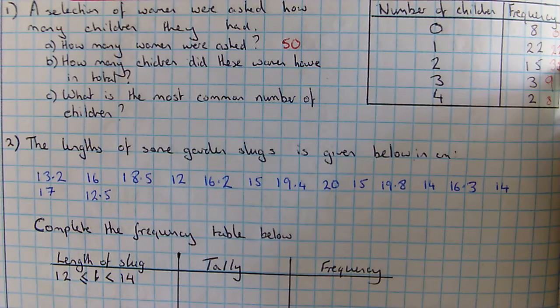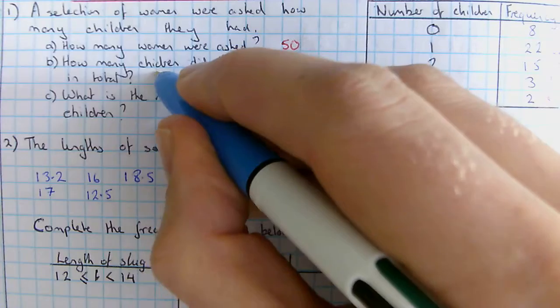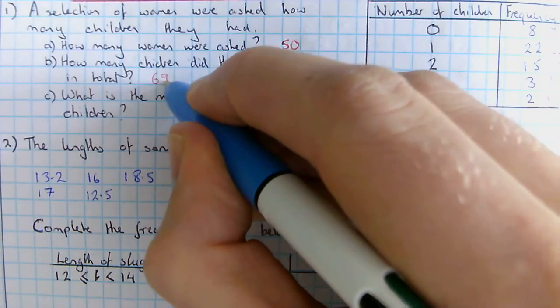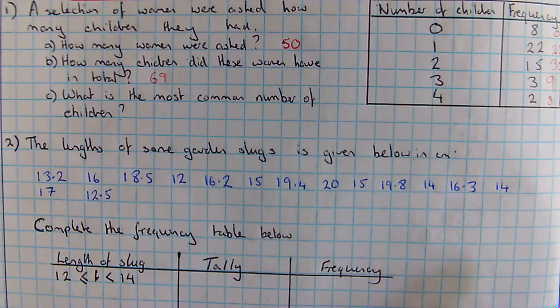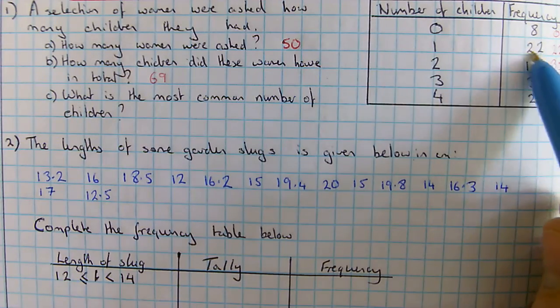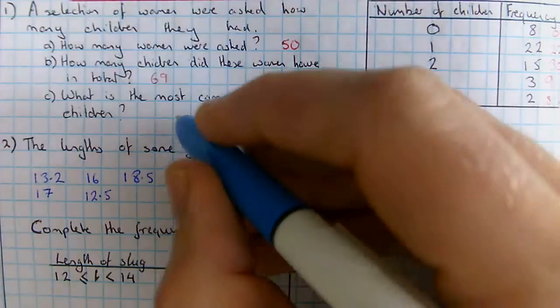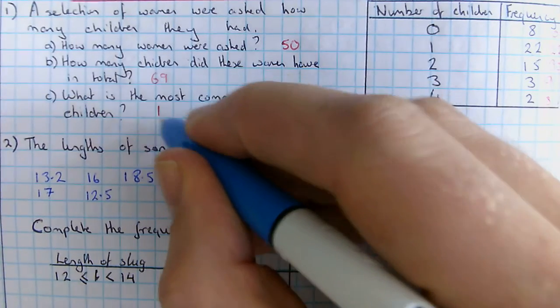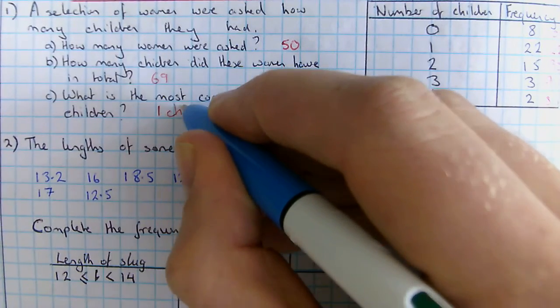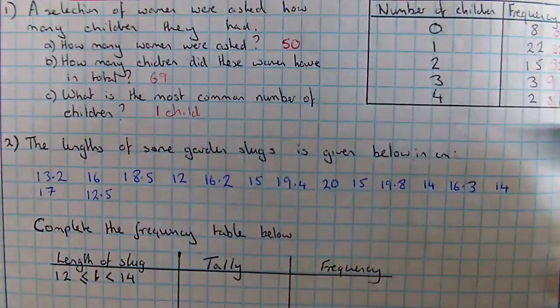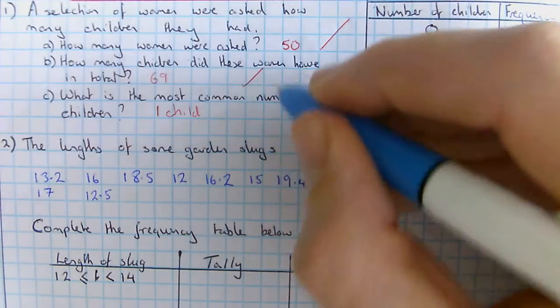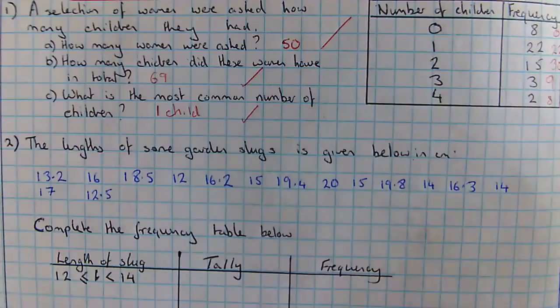We add them all together. 22 plus 30 is 52. Plus 9 is 61, plus 8 tells me they had 69 children in total. What is the most common number of children for a woman to have? The answer is there were 22 women who had 1 child, so the answer is to only have 1 child. Okay, make sure we tick those off if we got those correct.